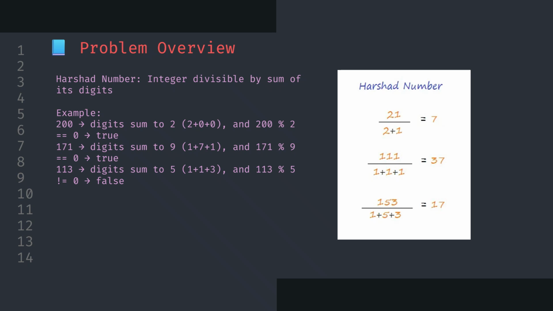In a Harshad number, you add up all its digits and see if the original number is divisible by that sum. For example, 200's digits sum to 2, and 200 divided by 2 is 100. No remainder. So it is a Harshad number. We write a function to do this check automatically.